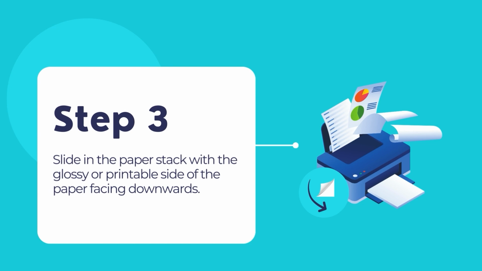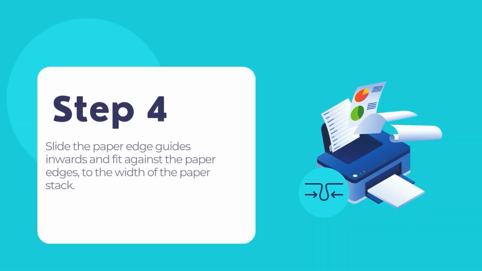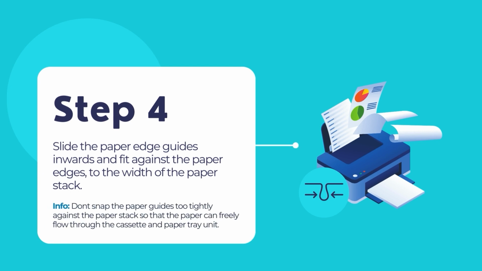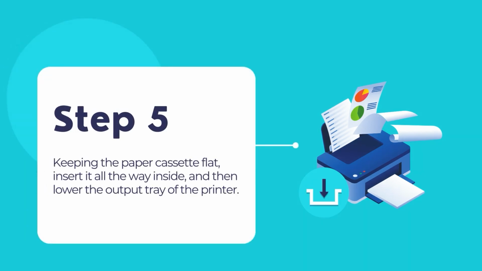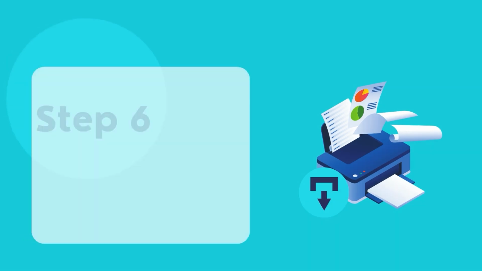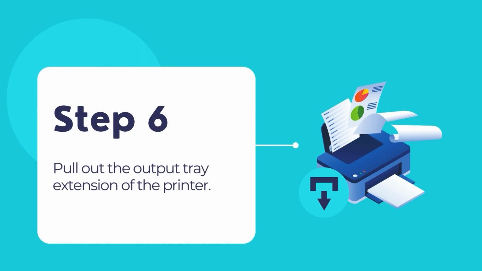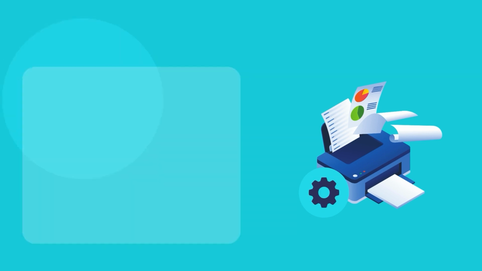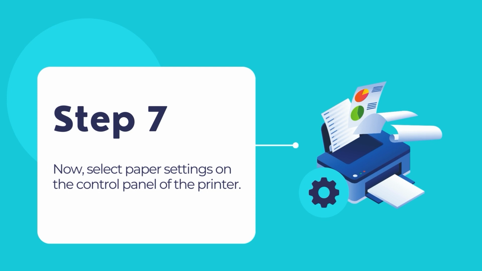printable side facing downwards. Slide the edge guides against the paper, but not too tightly, so that the paper can freely flow through the paper cassette and the paper tray unit. Keeping the paper cassette flat, insert it all the way inside, and then lower the output tray. Now, pull out the output paper tray extension. Now, select the paper settings on the control panel of the printer.